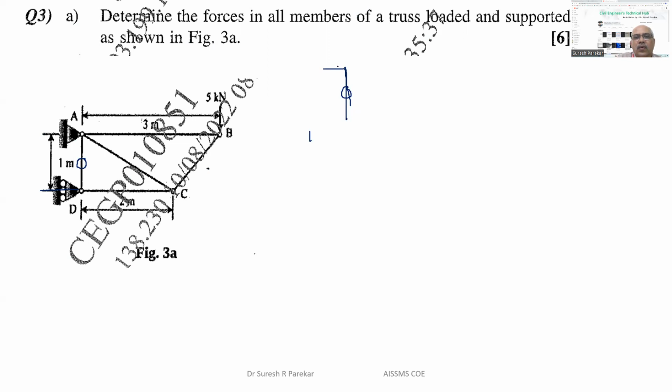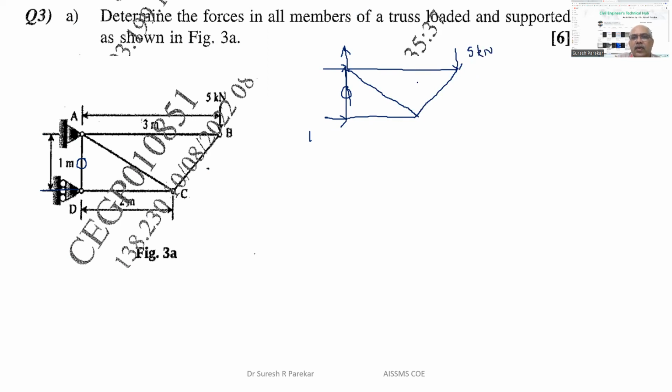One we have vertical, one horizontal. Another reaction we are at this because it is a roller. Then we have this member is in this way. And then we will join this. So this will be again one member. And force we have 5 kilonewton.